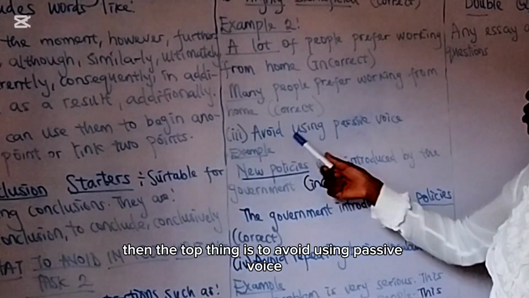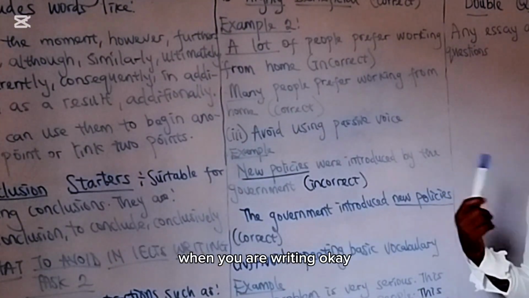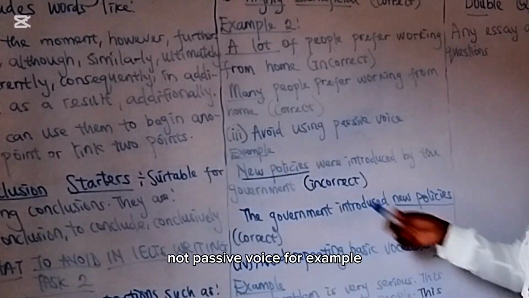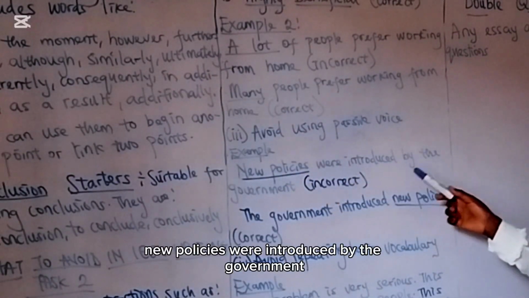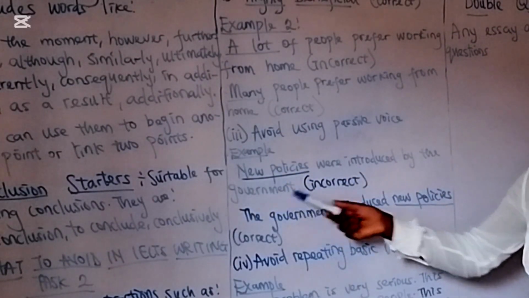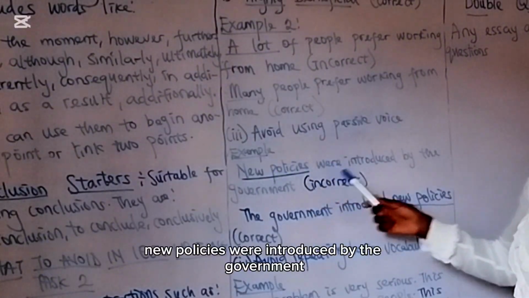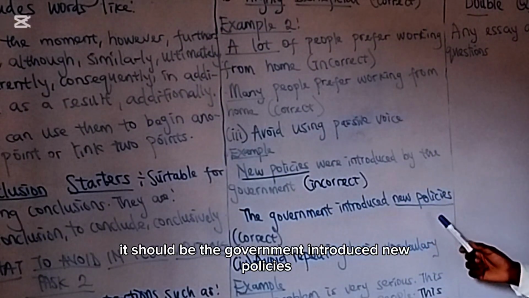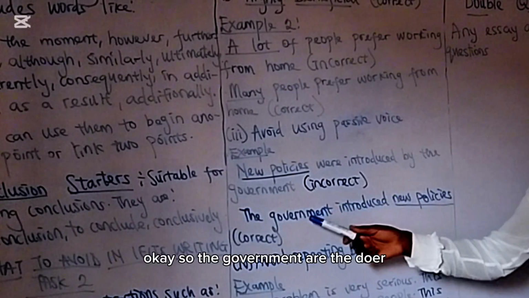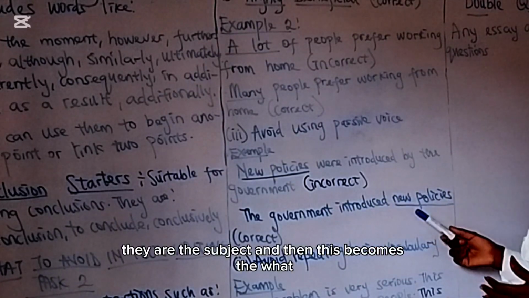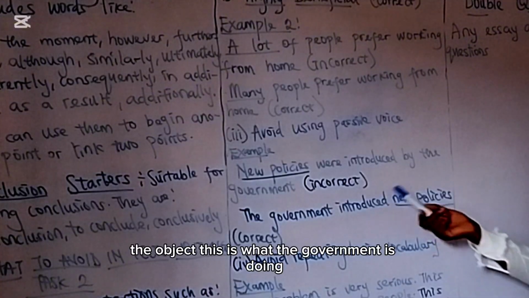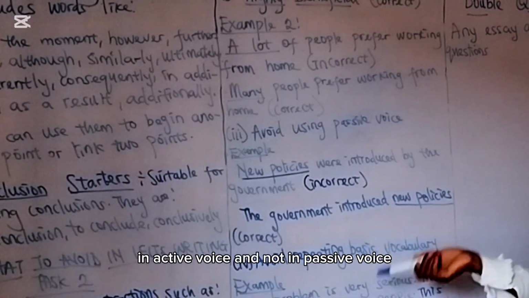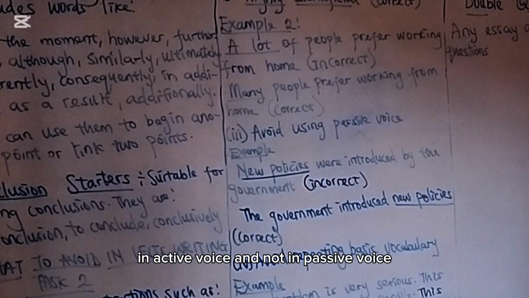Then the third thing is to avoid using passive voice when you're writing. You write in active voice, not passive voice. For example, new policies were introduced by the government. Instead of saying that, it should be the government introduced new policies. The government is the doer, they are the subject, and this becomes the object. This is what the government is doing. So you should write in active voice and not in passive voice.